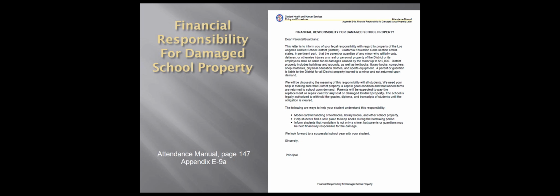The financial responsibility for damaged school property document informs parents or guardians of their legal responsibility regarding the damage to school property. This form can be found on page 147 of the attendance manual.